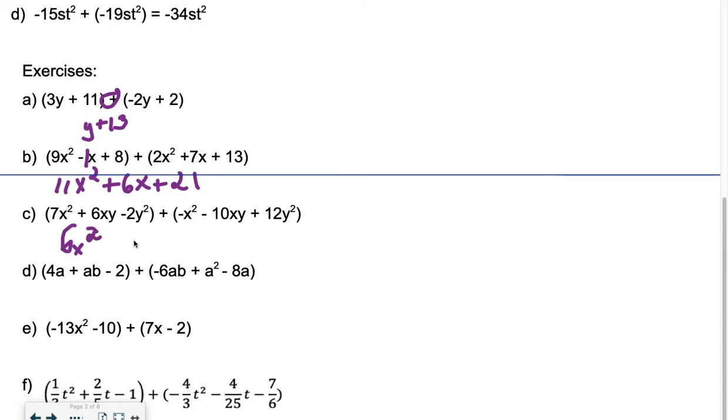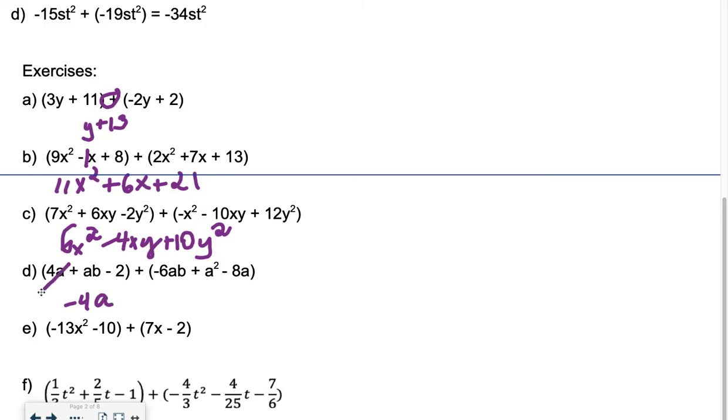6xy minus 10xy is -4xy. -2y squared plus 10y squared is 8y squared. In this problem, you have a mix of your variables, so my suggestion is to just go one at a time and then you can rewrite it in descending order at the end. So 4a minus a is 3a.